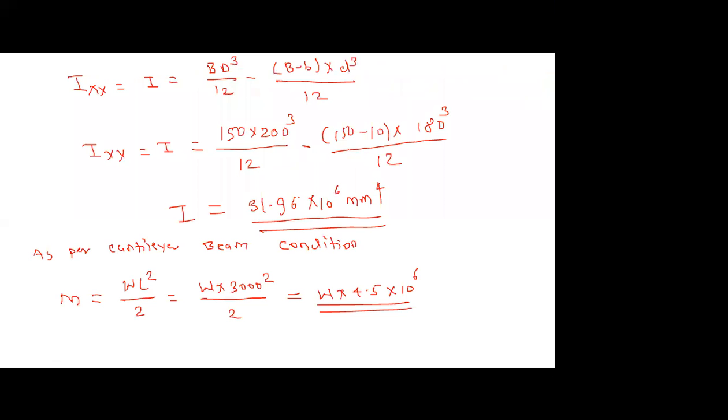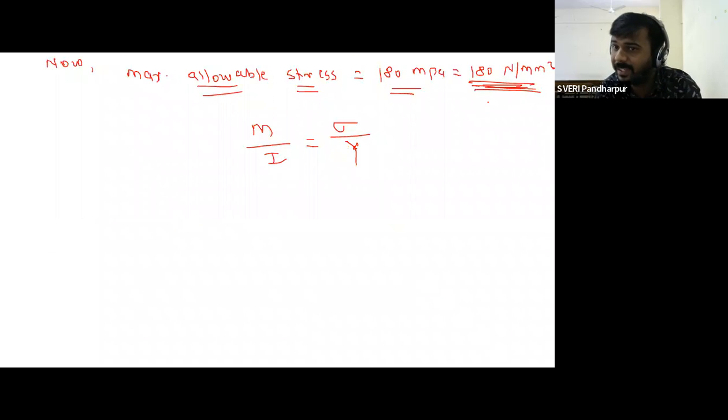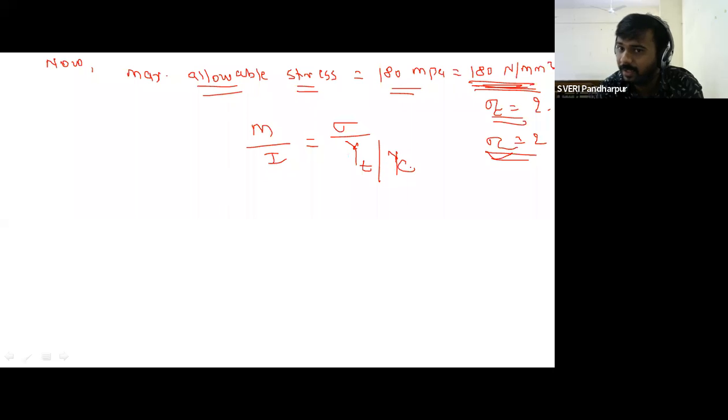If the y bar values had been different here, then this 180 would have been given either as sigma T or sigma C. If sigma T had been given, which Y would you take in the bending formula? You would take YT. If this 180 had been sigma C, you would take YC. But here YT is equal to YC is equal to capital Y. So I can directly use the direct formula. So now put the values.